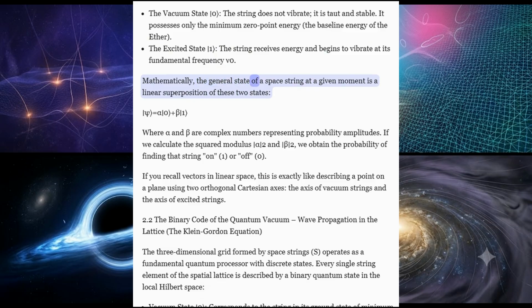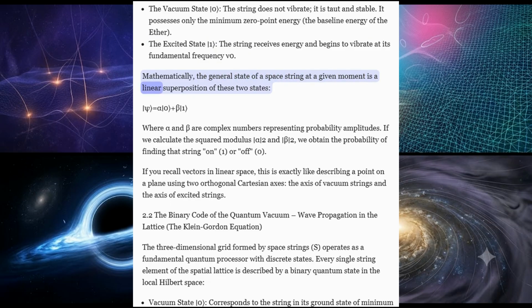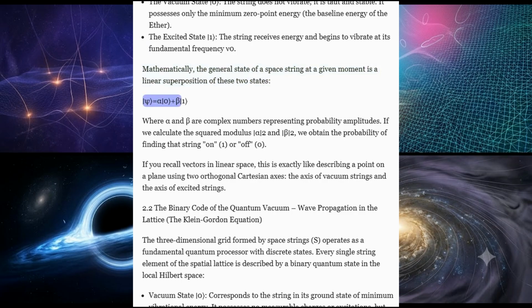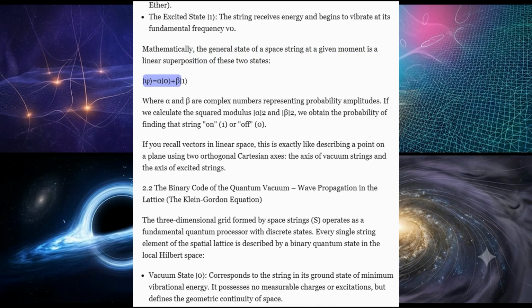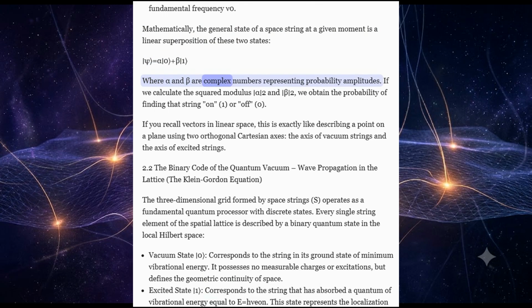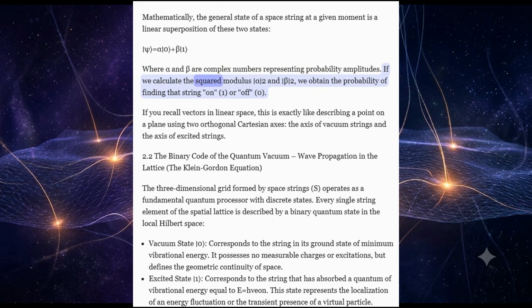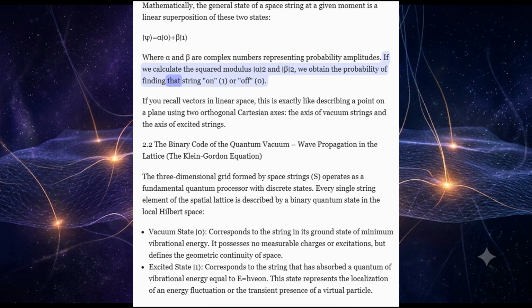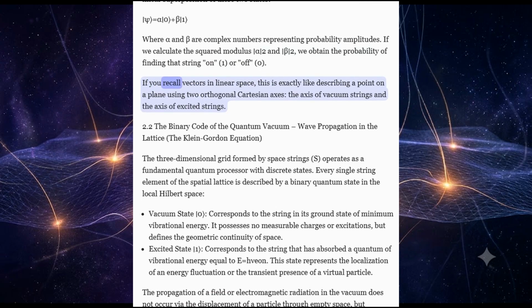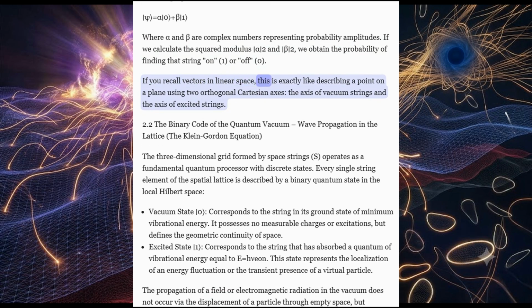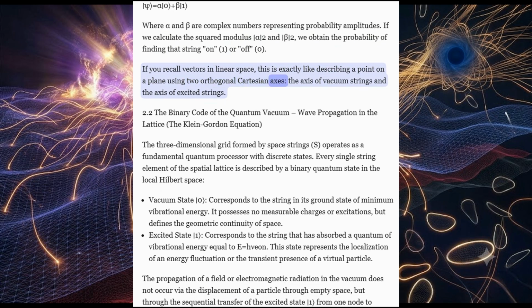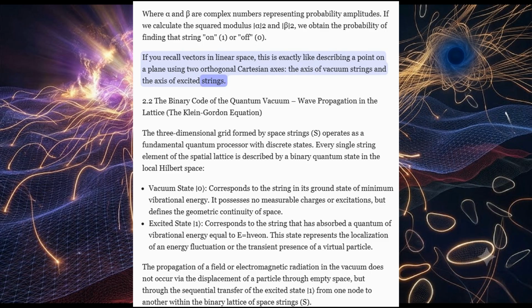Mathematically, the general state of a space string at a given moment is a linear superposition of these two states, psi equals alpha |0> plus beta |1>, where alpha and beta are complex numbers representing probability amplitudes. If we calculate the squared moduli |alpha|² and |beta|², we obtain the probability of finding that string on or off. If you recall vectors in linear space, this is exactly like describing a point on a plane using two orthogonal Cartesian axes, the axis of vacuum strings and the axis of excited strings.